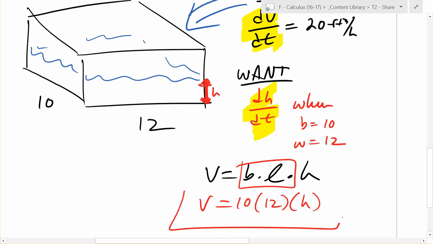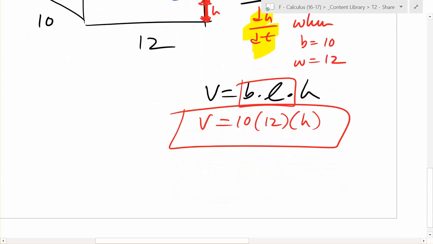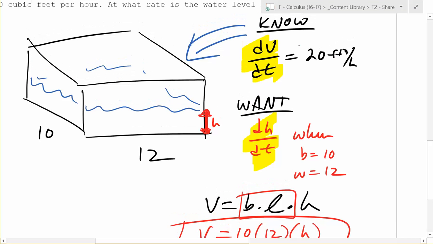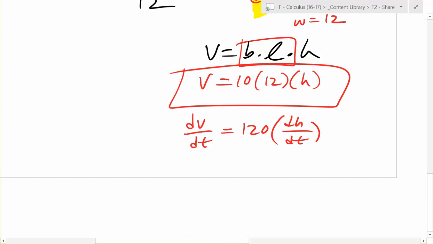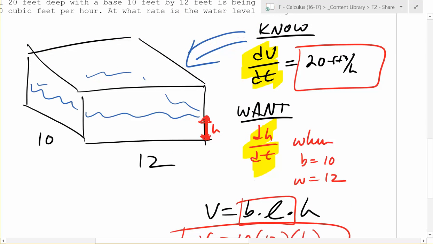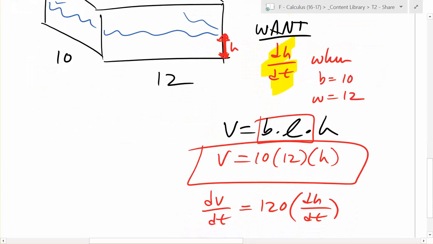What do you now do once you have your equation, Alex? You solve. You multiply. 12. Anybody want to help him? What do you do with this equation now? Find the derivative in terms of t. So what's the left side become? dV dt, because it's changing, equals 120 times what? dH dt, right? Does the question already tell you what dV dt is? What is it? 20. Is it 20?